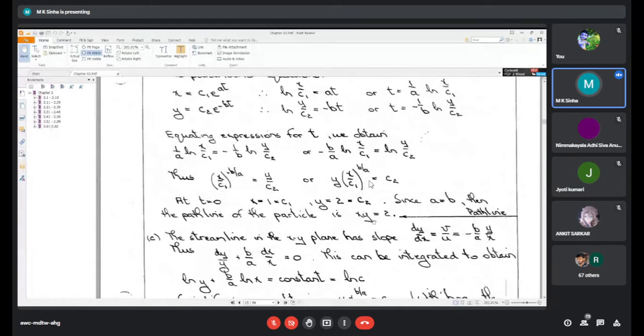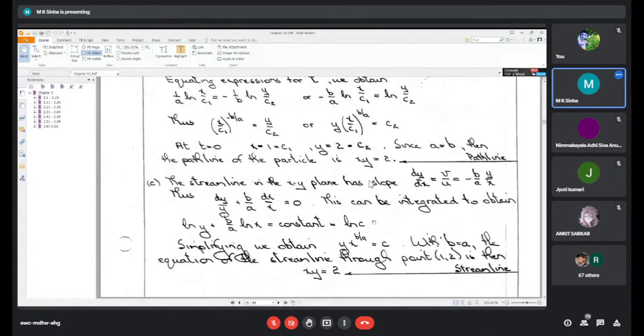The streamline we have already discussed. For this, dy over v equal to dx over u, and v and u are mentioned, so dy by dx equals minus b y over a x, and this can give you y x to the power b over a equal to a constant. So that is the streamline passing through 1 2. You may check it passing through the point 2 2.